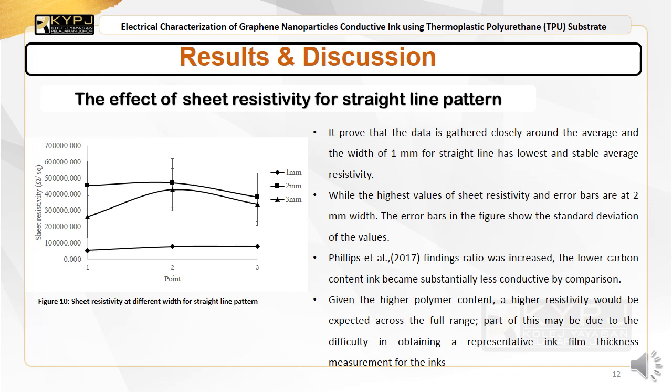In Phillips' findings, the ratio was increased. The low carbon content becomes substantially less conductive by comparison. Given the higher polymer content, a higher resistivity would be expected across the full range. Part of this may be due to the difficulty in obtaining representative ink film thickness measurements for the inks. Note that the standard deviation takes into account variance in both sheet resistance and thickness measurements.